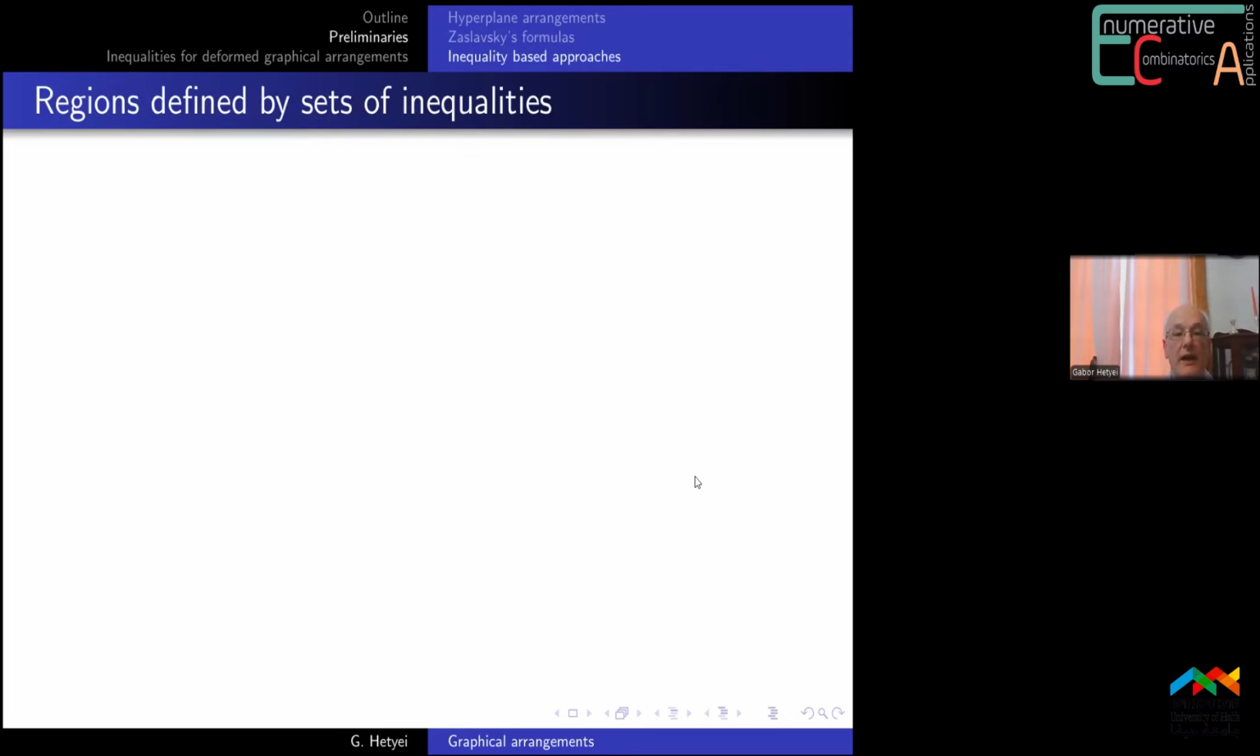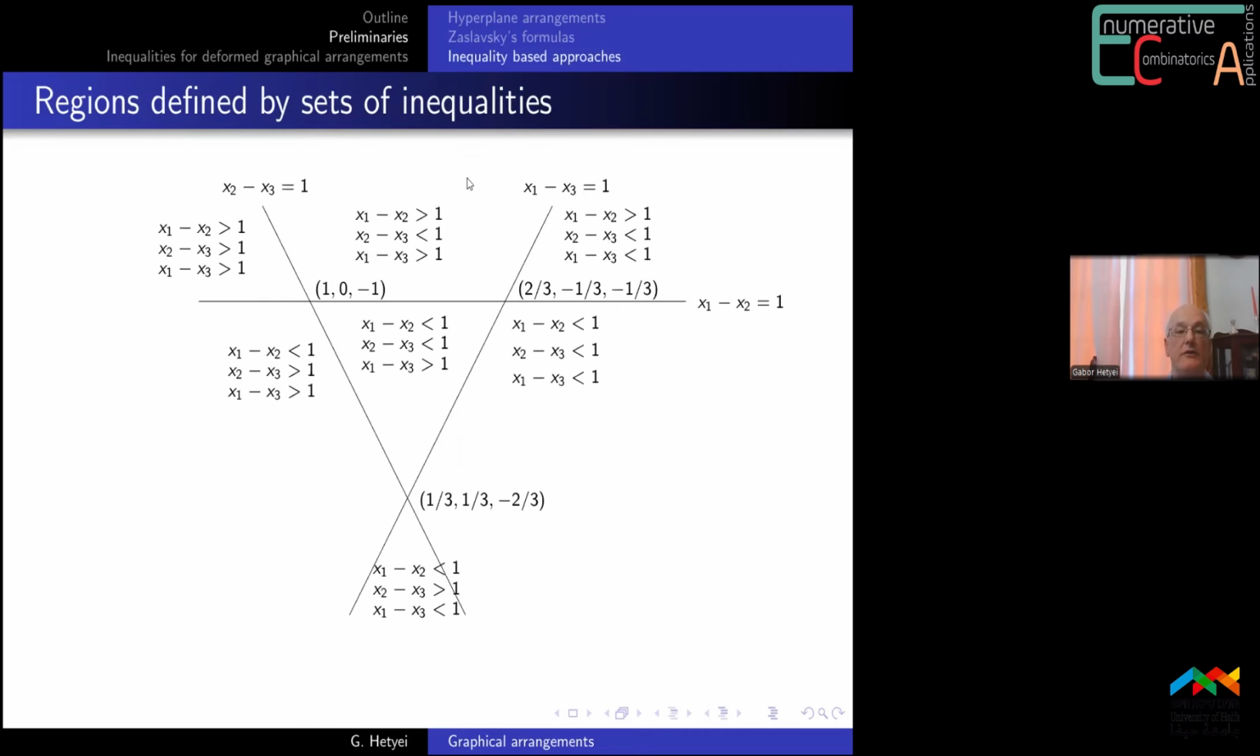Now, instead of that, what I would care more about, and this is what my research was about, is that you can also think of regions being defined by sets of inequalities. If you go back to our previous example, here I see three hyperplanes, each has two sides, and 2 to the 3, I should be seeing 8 regions. But I don't see 8 regions, one is missing. Why? Because if I know x1 minus x2 is greater than 1 and x2 minus x3 is greater than 1, this forces x1 minus x3 greater than 1. I cannot have here x1 minus x3 less than 1.